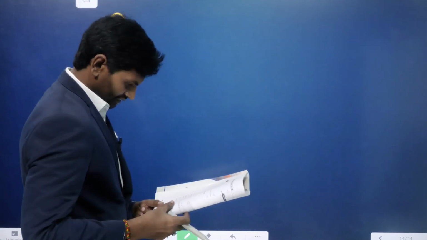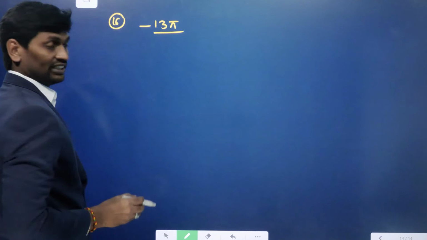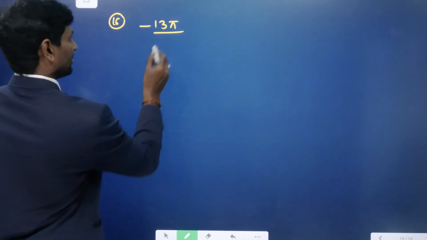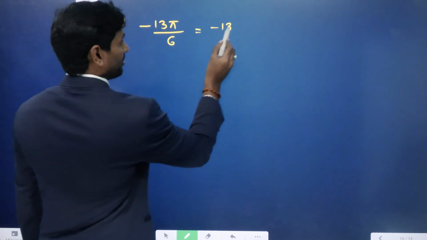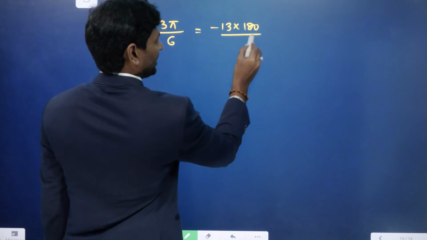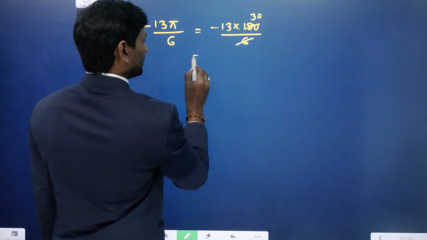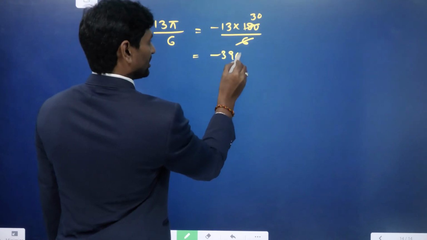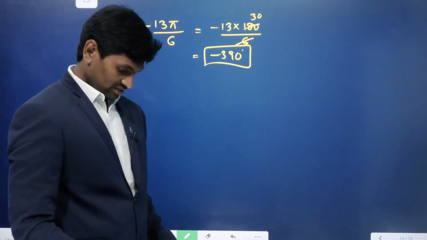The 16th question is to convert minus 13 pi by 6 radians into degrees. I told you, just remember pi value is 180. So in the place of pi, write 180 by 6. 6 30s are 180. Next, 13 into 3, 3 13s are 39. So that is 390 degrees negative, minus 390 degrees. Okay?